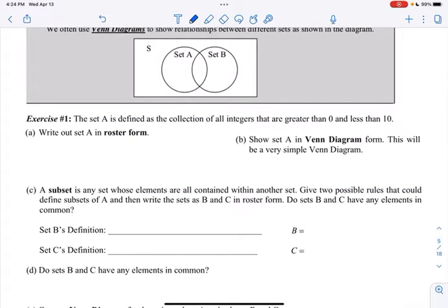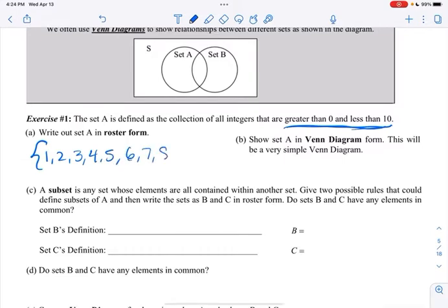So exercise 1, set A is defined as the collection of all integers that are greater than 0 and less than 10. That's the criteria. Remember, I had to have a well-defined criteria, so there it is right there. I want to write set A out in roster form, so it has to be greater than 0. So that would be 1, 2, 3, but less than 10. I don't have to write these in order, but I'm just writing them in order to make sure I put them all in. So that's set A. Those are all the elements in set A.